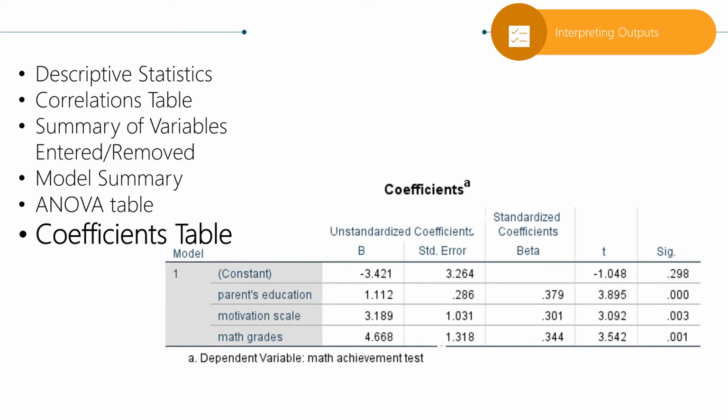The coefficients table indicates that when all variables are considered, each of the three predictor variables will contribute significantly to a prediction equation. The coefficients table also helps you to create an equation or formula in which you could predict the dependent variable, in this case, math achievement. So the constant is negative 3.421. Remember this equation? This constant is your y-intercept or b variable. We will change the order here and insert our constant.